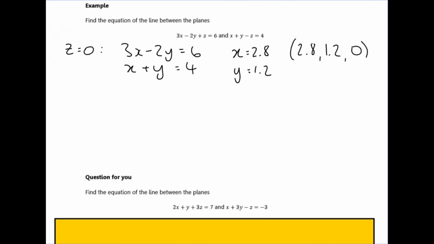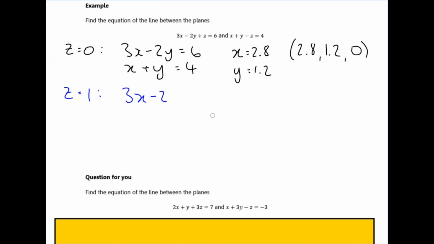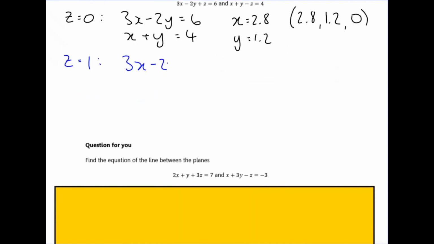We can again do a similar thing. We can pick another value for z. This time I'm going to pick z equals 1. You can pick it for x and y. And so now I get 3x minus 2y. If I put in the 1, so it's plus 1, and then I take that across, it's equal to 5. For x plus y minus 1, if I add that 1 across, I get that it's equal to 5.